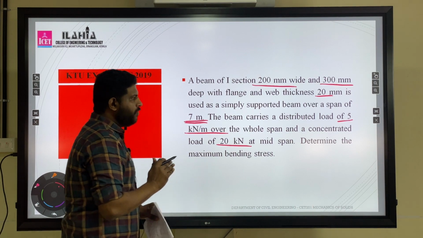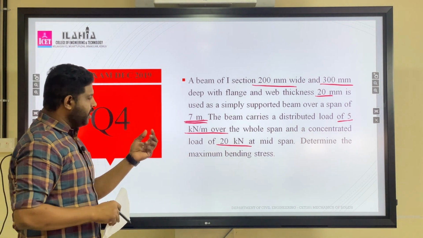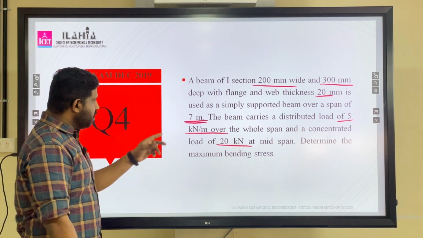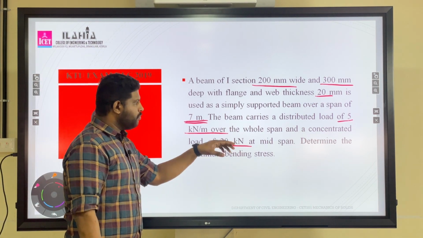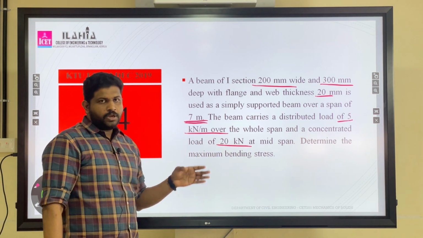So when you have two different kinds of loads, there will be a minor difference in calculating the bending moment. Nothing is really different, because we have to calculate the moment due to this UDL and the moment due to this point load. That will be the total moment.